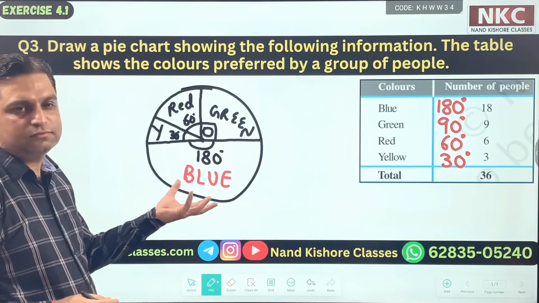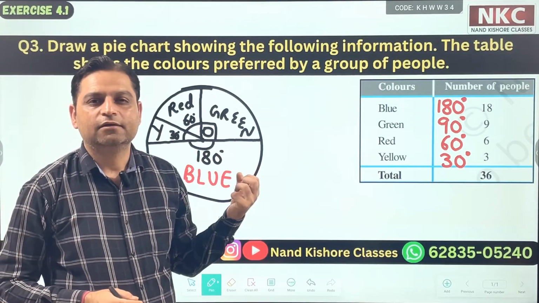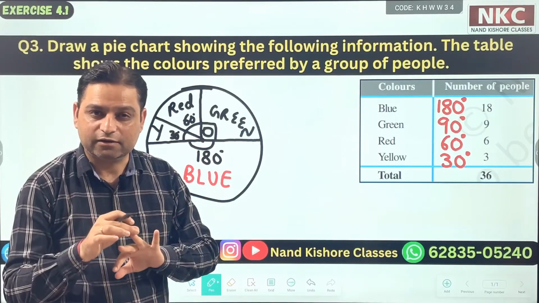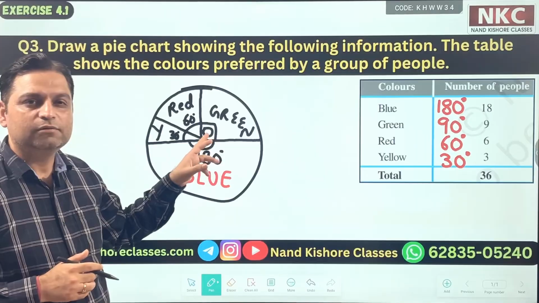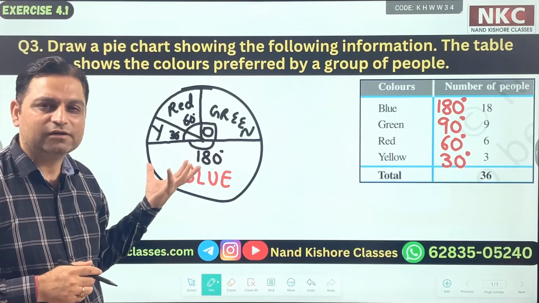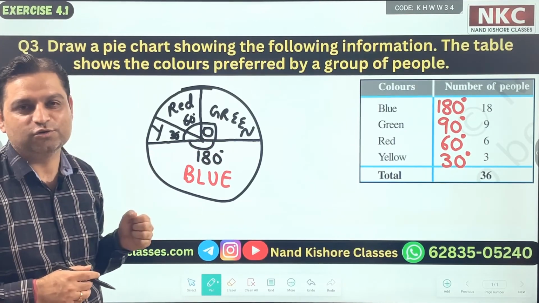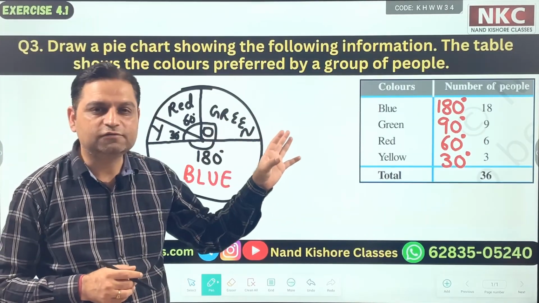See, that is how graphs are formed. Make sure you are using a protractor and compass while making the pie chart so that there is no mistake in the angles. I have done the rough work, but you need to do the fair work in your exam. I hope you are clear with this question, right?